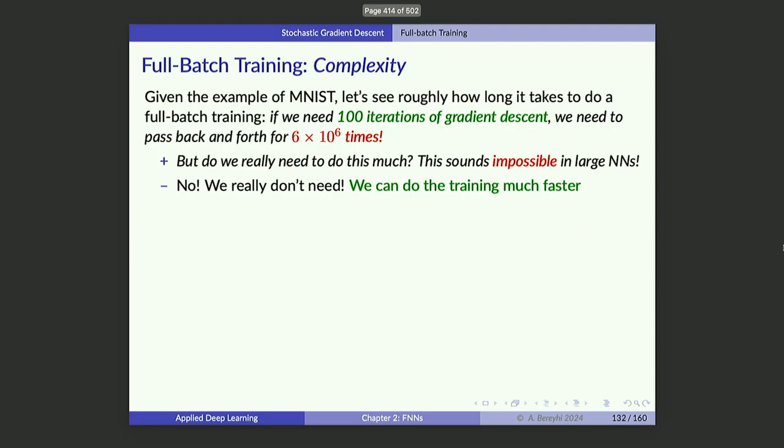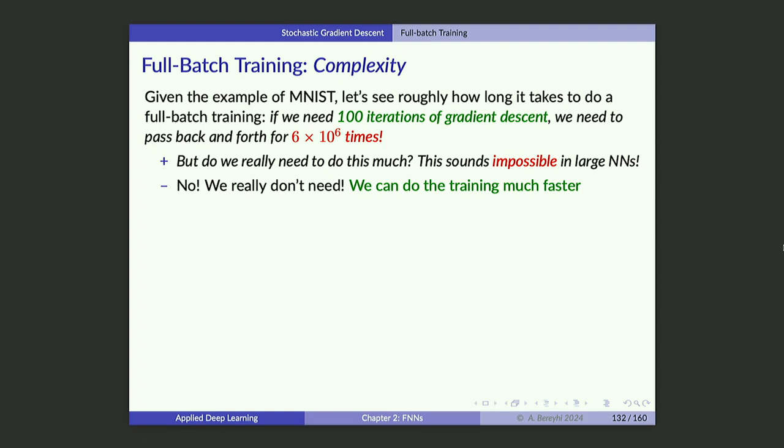So if you say that you need 100 different iterations for your gradient descent to converge to some minimizer, then you're going to need to do 6 million forward-backward passes in your algorithm, which is a lot. Especially if your neural network is very deep with large layers, then you need to do lots of linear operations in the forward and lots of linear operations in the backward pass, which could be really time consuming.